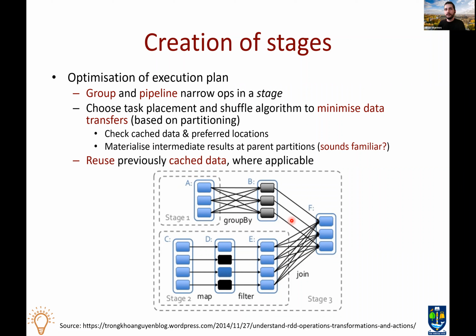Those are sorted almost, because of the group by, exactly. So it's not that B and F are already in the stage, it's that the group by has already created partitions where things are grouped by key. Okay.